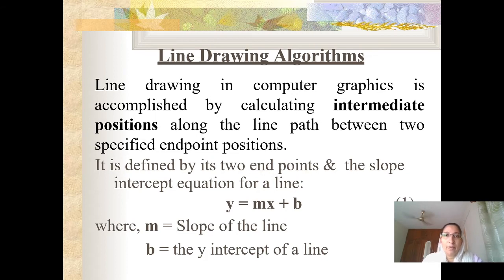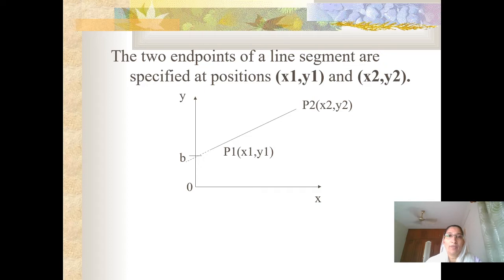I am going to discuss line drawing algorithms. Line drawing algorithms in computer graphics can be done by calculating intermediate positions along the line path between two specified endpoints. That is, we are given two endpoints of a line and we are using the slope-intercept equation for a line, that is, y is equal to mx plus b. Let me take it as equation number 1, where m is the slope of the line and b is the y-intercept of the line.